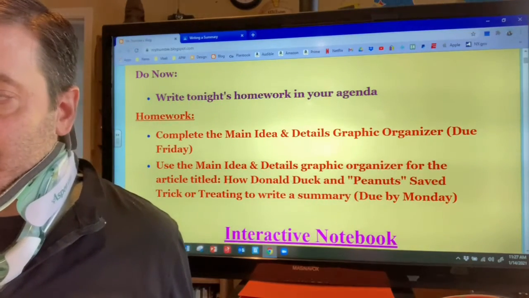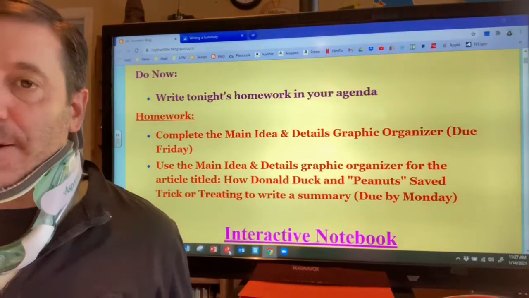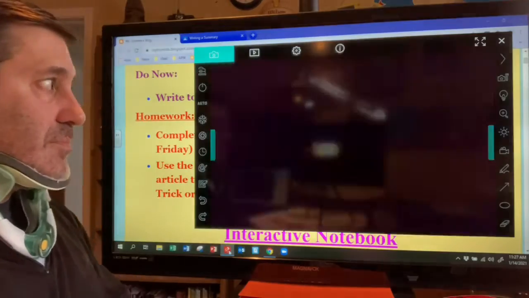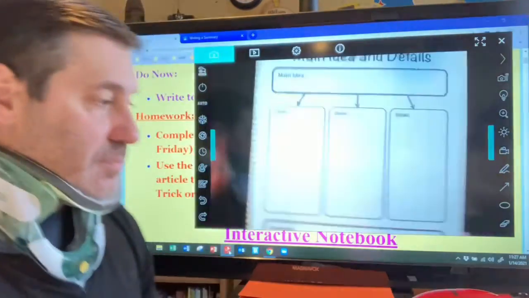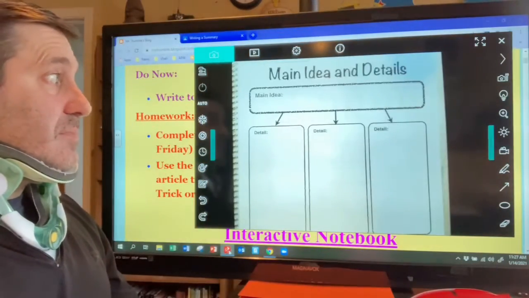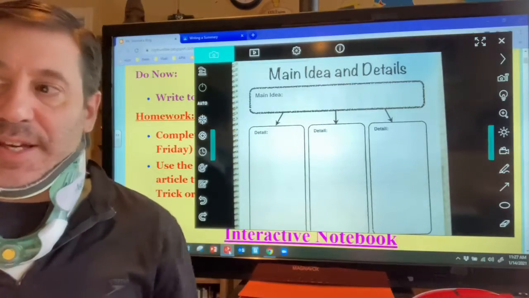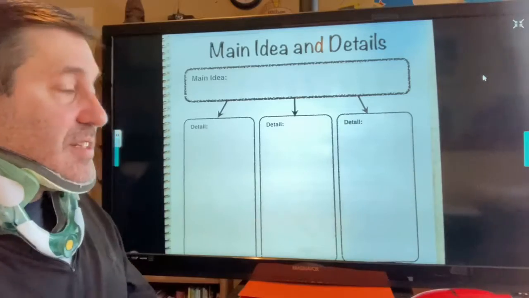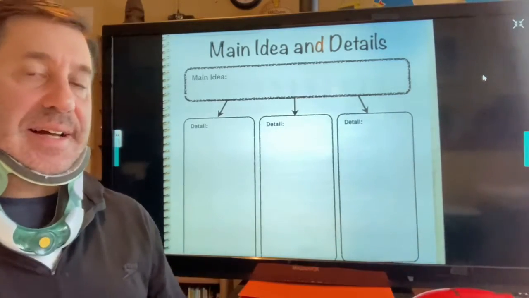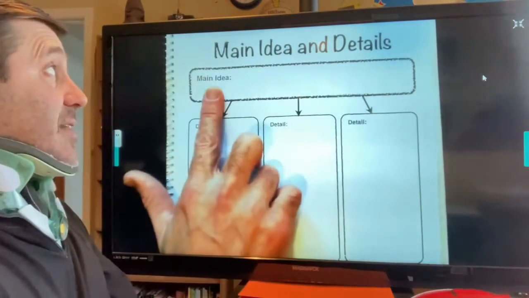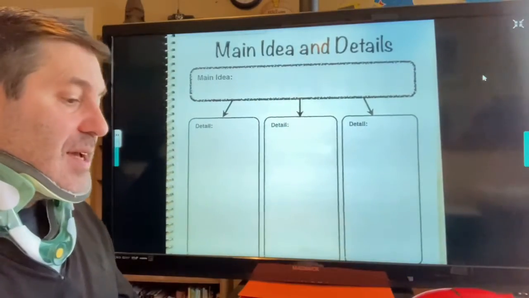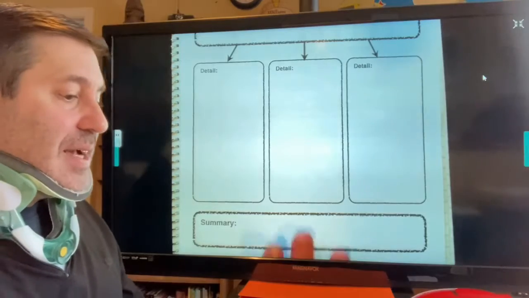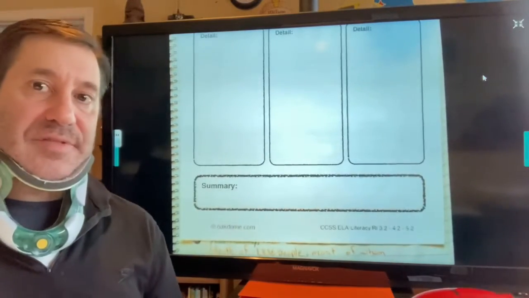Let's take a look. I'm going to switch over to my document camera. And here you see the graphic organizer. And here you can see the top, the title says main idea and details. You have one box at the top for the main idea. And then we have 3 boxes that say detail on them. And at the bottom, we have summary.